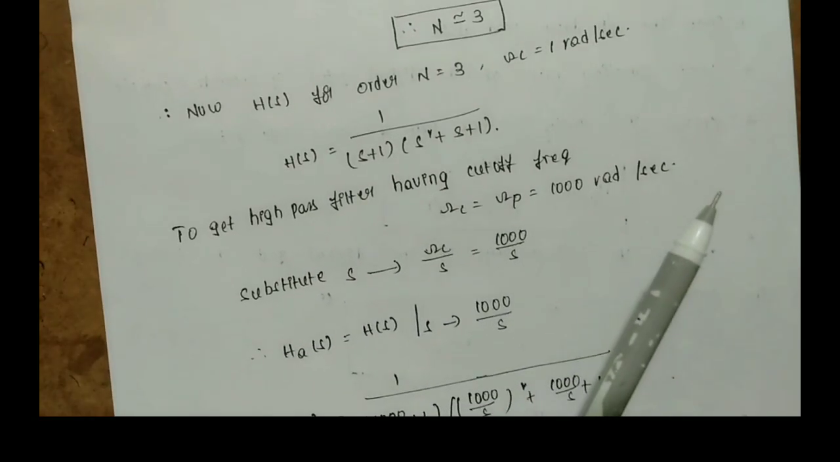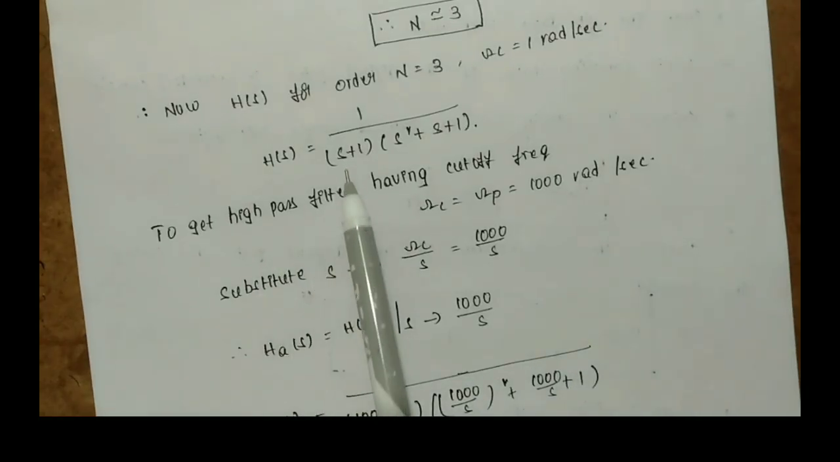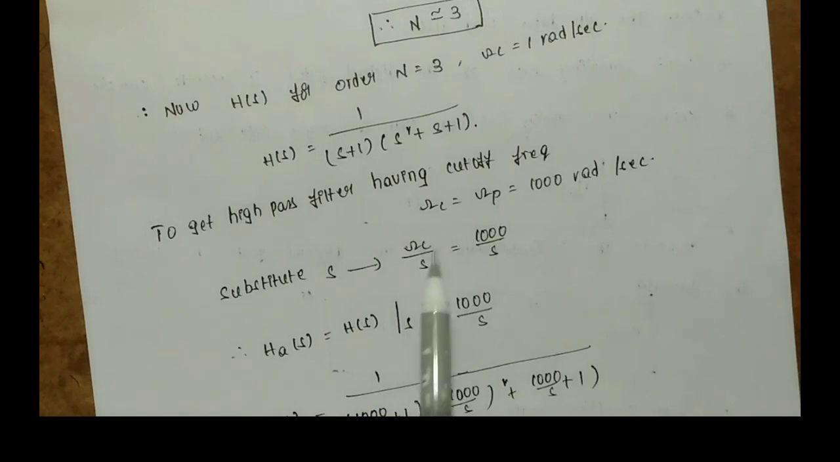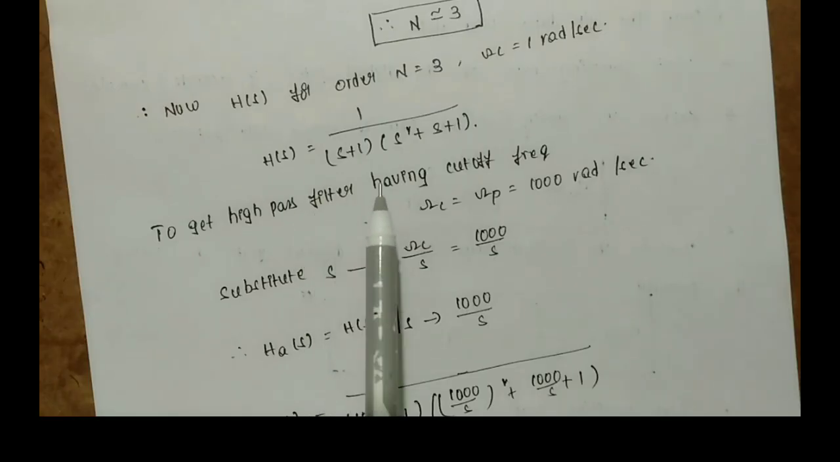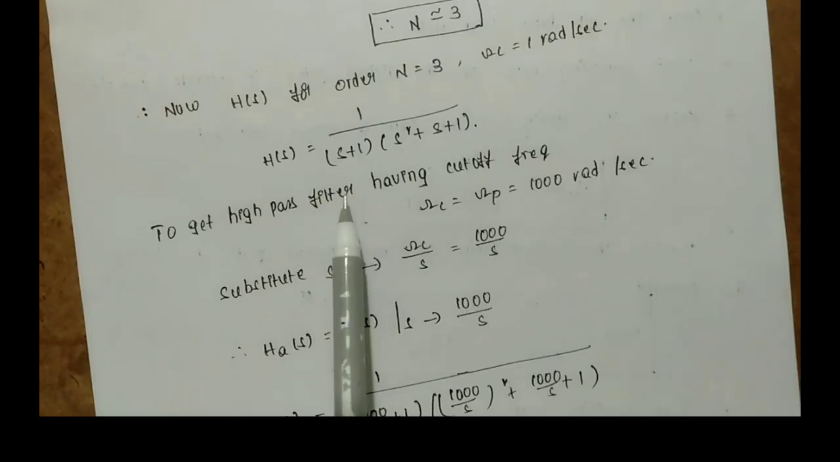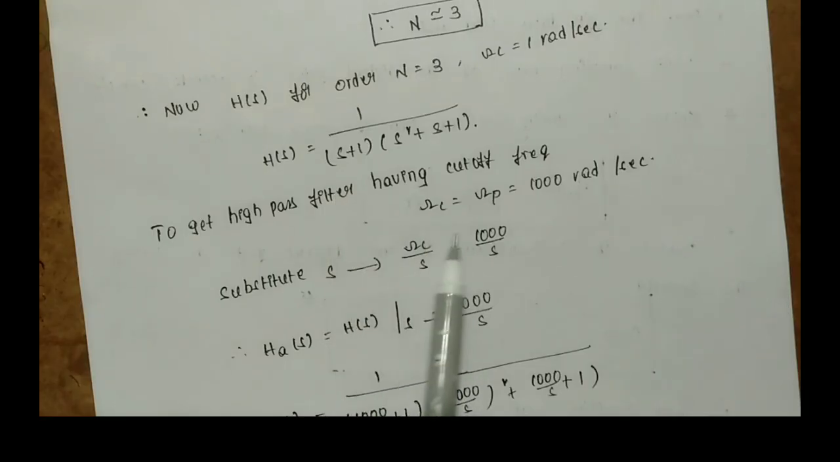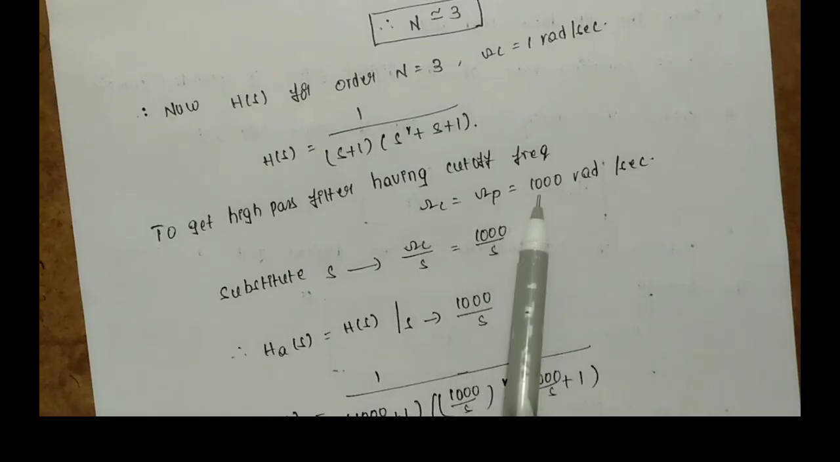For doing that, in place of s, you have to substitute omega c by s. Omega c is the cutoff frequency. We don't have any value given for the cutoff frequency, but we know omega c is equal to omega p of the filter. Here omega p is equal to 1000 radians per second, because here I am taking the high pass value only. Omega c is equal to omega p is equal to 1000 radians per second. Here you have to take 1000.